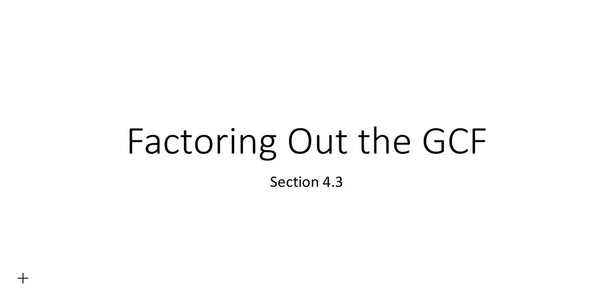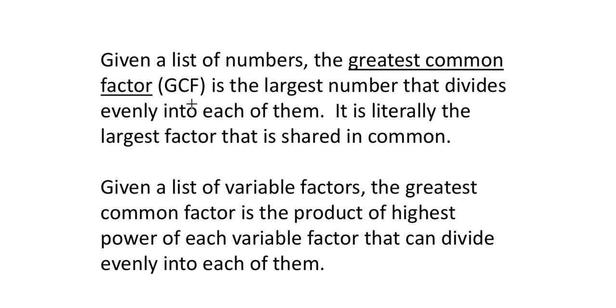In this video, we're going to take a look at section 4.3, which is on factoring out the greatest common factor. Given a list of numbers, the greatest common factor, which is often abbreviated GCF, is the largest number that divides evenly into each of them. You can also think of it this way: it is literally the largest factor that is shared in common. So if you list all the factors for each number, find the biggest one that all of them share in common, and that is your greatest common factor.